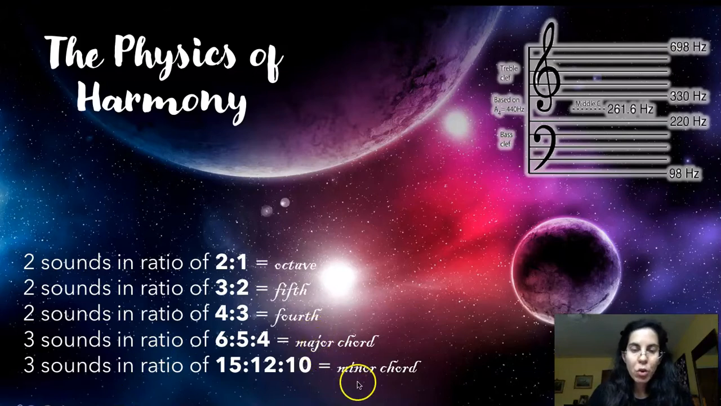6, 5, 4 is a major chord. 15, 12, 10 is a minor chord, which is why it makes your brain a little sad, because it has to work a little harder to figure out the pattern. All of those ratios are based on the concert A of 440 hertz to which the Western Orchestra tunes.